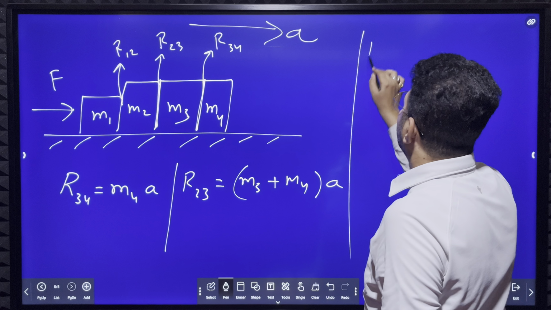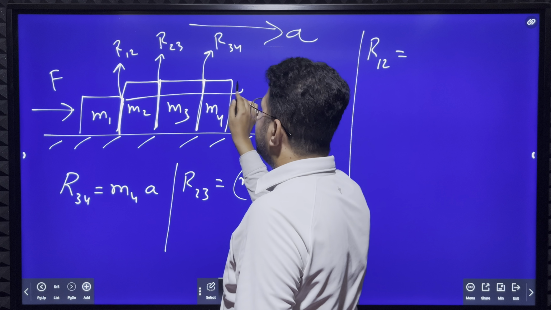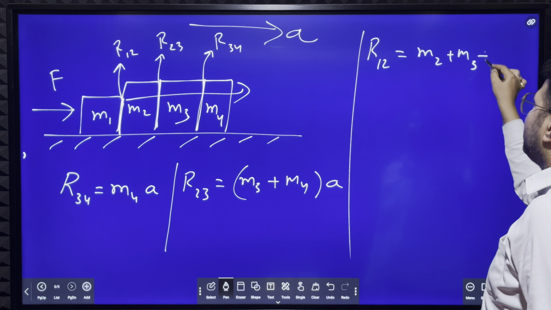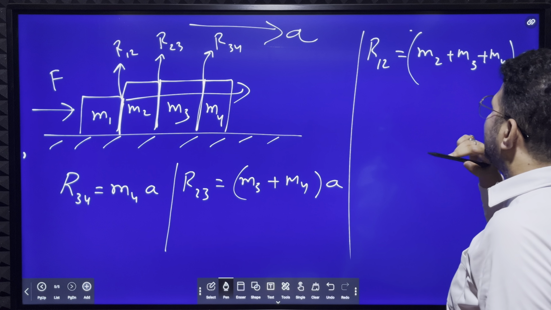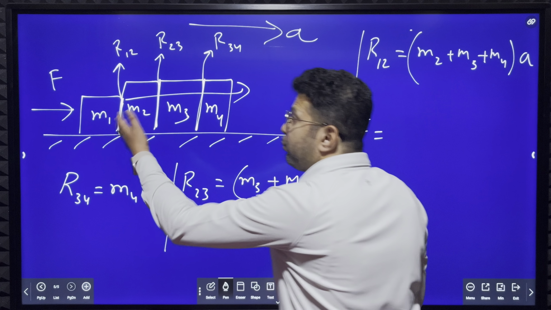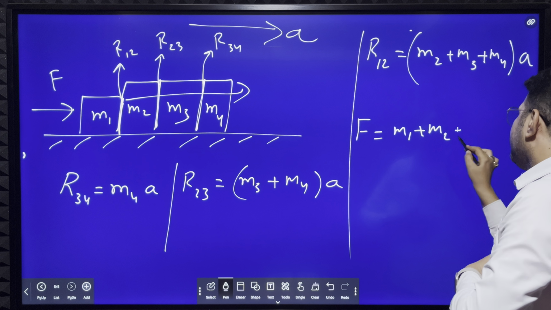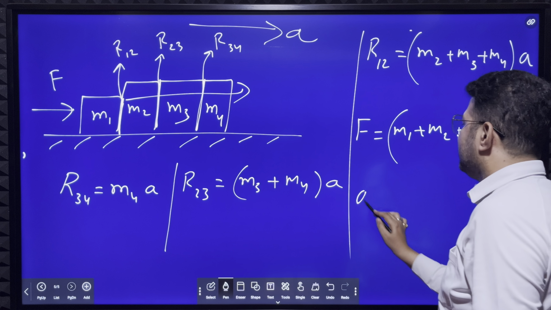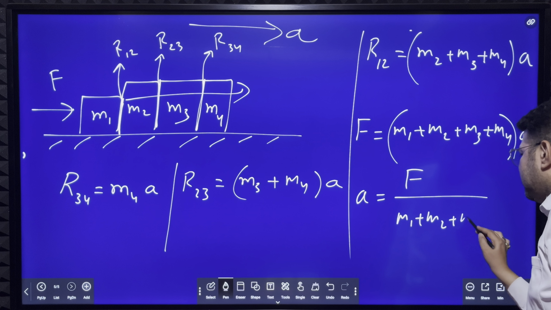Then what about R12? The reaction force between m1 and m2, this R12, has to push all the three masses m2, m3 and m4, correct? Therefore R12 equals m2 plus m3 plus m4 into a. Then what will be the equation for acceleration? What does F have to do? F has to push m1, m2, m3, m4. So F equals m1 plus m2 plus m3 plus m4 into a, or acceleration equals force divided by total masses: F divided by m1 plus m2 plus m3 plus m4.